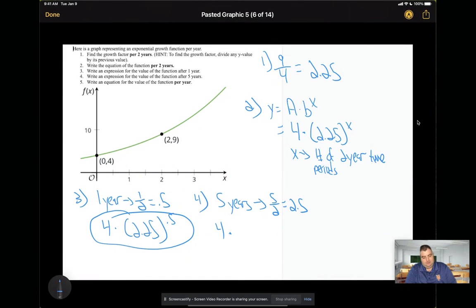So this would be 4 times 2.25 to the power of 2.5. So that's your answer to number 4.